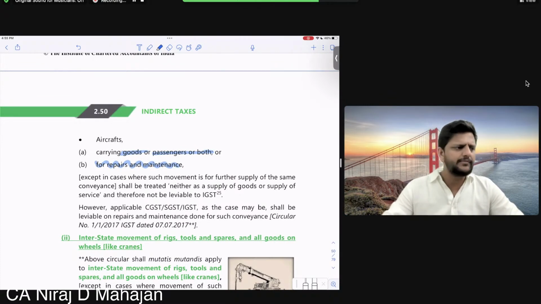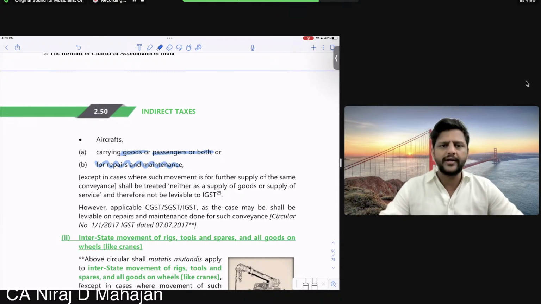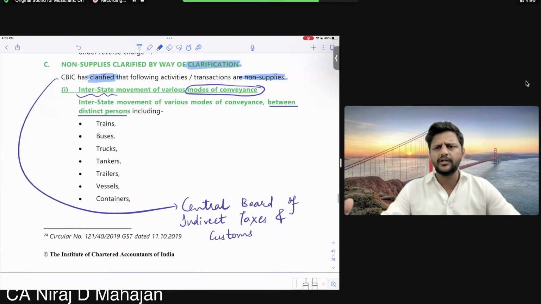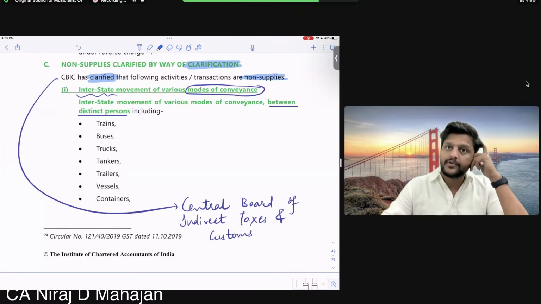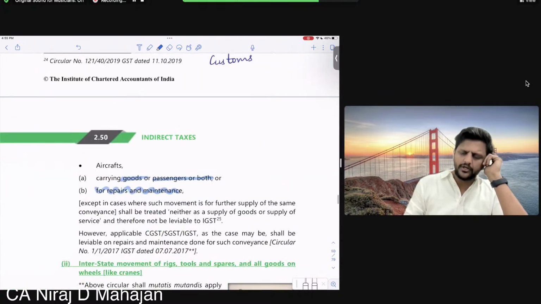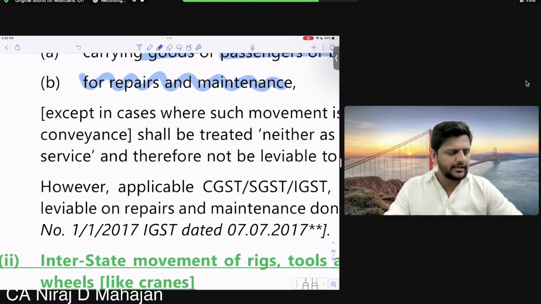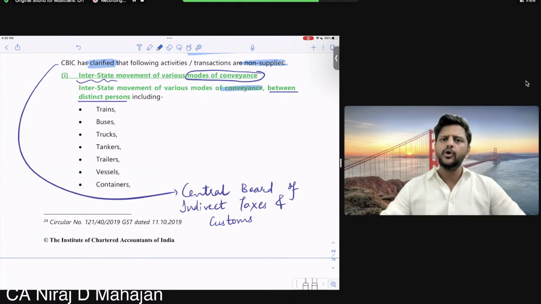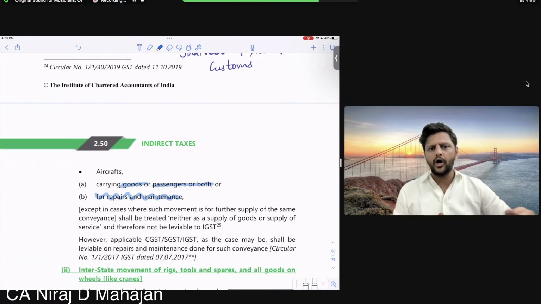You may have to send your vehicle or truck or engine or anything to some other location where it gets repaired or maintained or annual maintenance. For that you may have to transfer or transport the vehicle itself. Is it for the purpose of supply? No, it is for the purpose of repairs and maintenance. So again, that is exempted. And again, the modes of conveyance, your own vehicle, you are taking it from one state to another state. For what purpose? For the purpose of carrying goods or passengers or both.